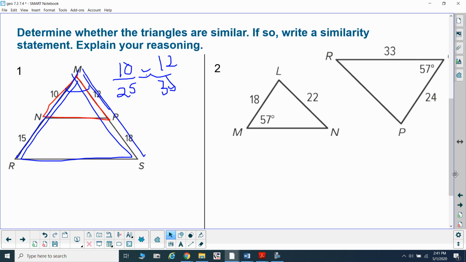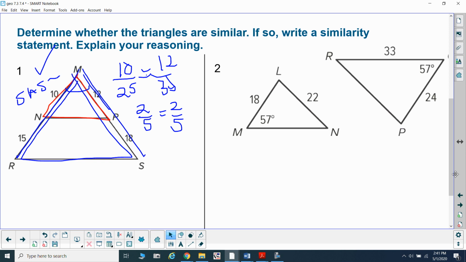So does 10 divided by 25 equal 12 divided by 30? And it does. You can either do cross products, meaning 30 times 10 is equal to 25 times 12, or you can just reduce the fractions, and they both reduce to 2/5. So I would say by side-angle-side similarity that the triangles are similar. So the similarity statement will be triangle MNP is similar to triangle NRS.